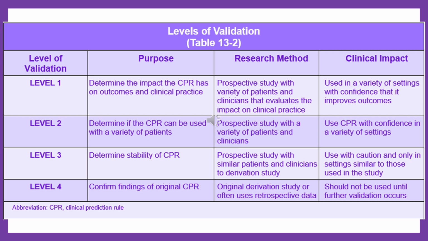But we really should not be using this in place of anything else that's already been established, or anything that we might be doing until it's reached a higher level of validation. At level 3, now this is where we start to see some prospective studies starting to be used on similar patients and similar clinicians to that of the original derivation study. These are essentially starting to confirm what the original studies were showing.